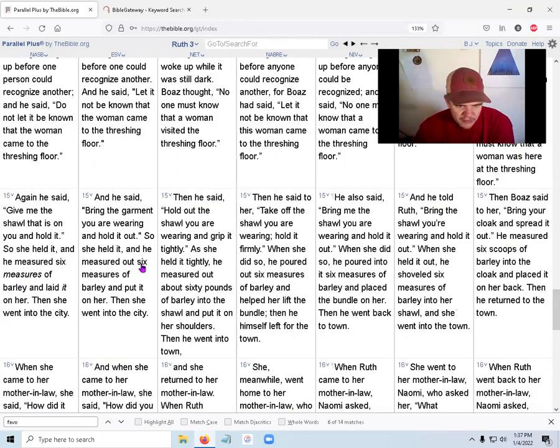6 measures of barley. He measured out about 60 pounds of barley, put it in her shawl and put it on her shoulder. She's carrying 60 pounds. He shoveled 6 measures of barley into her shawl. He poured into it 6 measures of barley. 6 scoops of barley, 60 pounds.